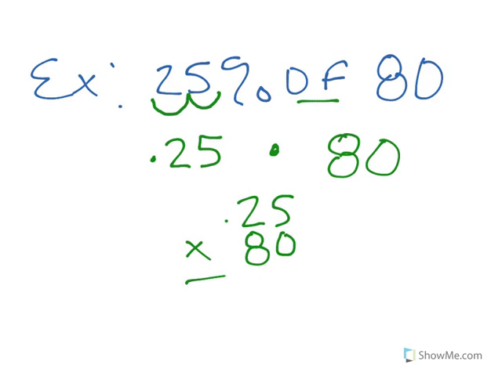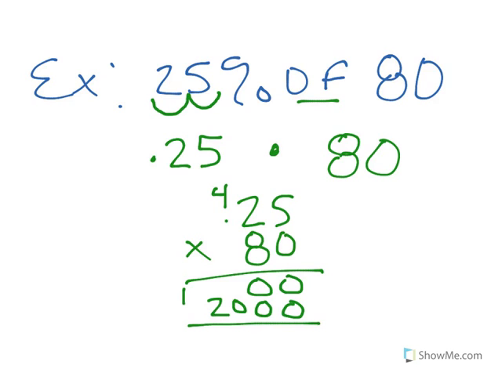I'm going to forget that the decimal is there, and I'm going to say 5 times 0 is 0. 0 times 2 is 0. I'm going to add a 0. 8 times 5 is 40. Carry the 4. 8 times 2 is 16, plus 4 is 20. Now I'm going to add up my numbers. I'm going to get 2,000.